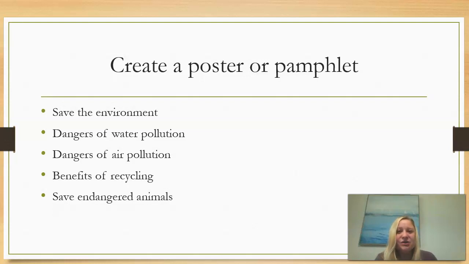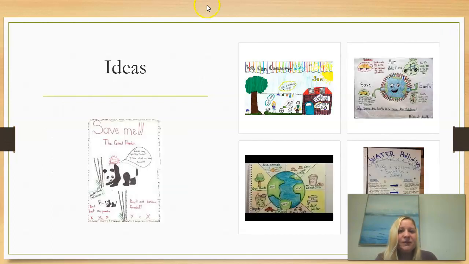So on the next slide, I'm going to show you some examples of what I mean by creating a poster or pamphlet. So here are some ideas. First, I want to tell you, use whatever you have at home. Some of these little posters look really cool and colorful, but I can tell you I don't have a set of colorful markers right now at my house. It's okay if you don't either. If you have crayons or even just a pencil or some colored pens, you could create a really cool poster like the ones you see here and really make a difference in your community.